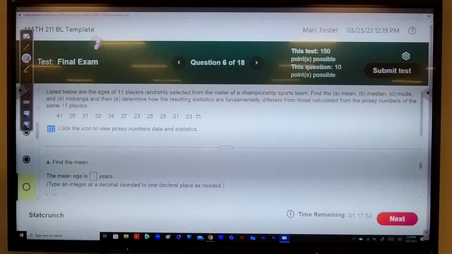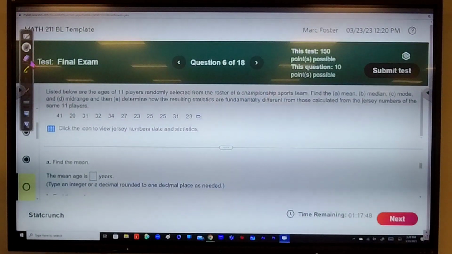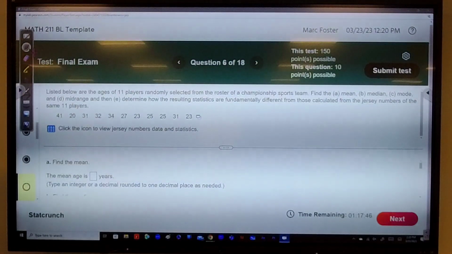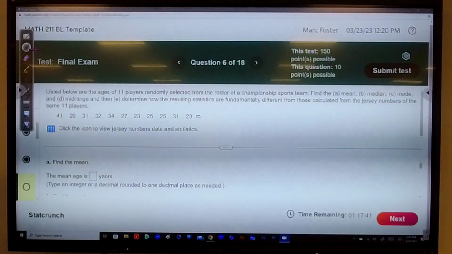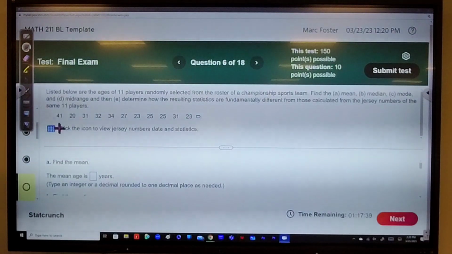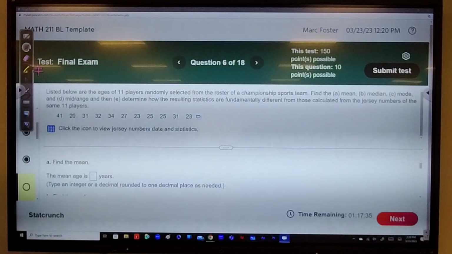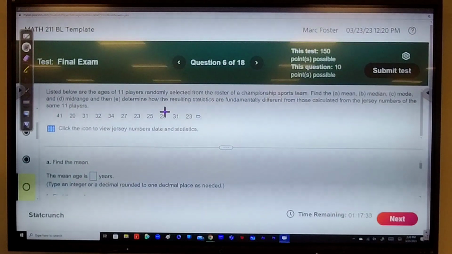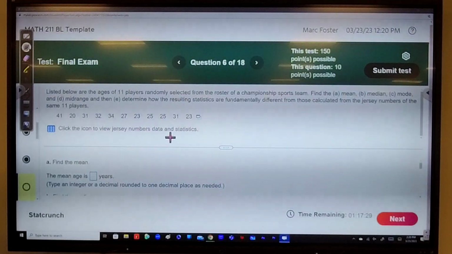11 players from the championship sports team, and it's their ages. They're a championship sports team, not randomly selected from the league. So they want the mean, median, mode, and mid-range. Click the icon to view jersey numbers, data, and statistics.